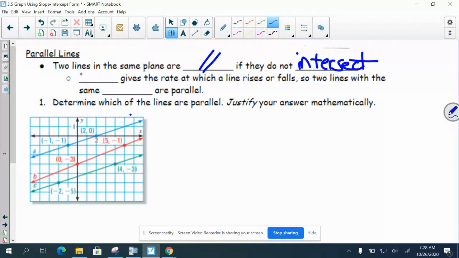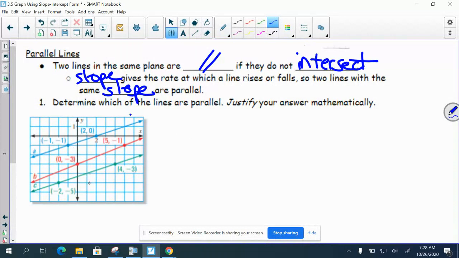And then remember that slope gives the rate at which a line rises or falls, so two lines with the same slope are parallel. So if they have the same slope, then they're going to increase at the same rate and they're never going to intersect. So that's how we figure out if two lines are parallel. We figure out what the slopes are.